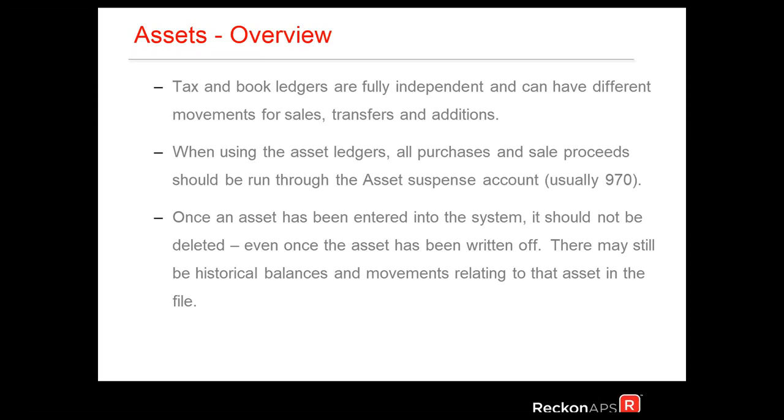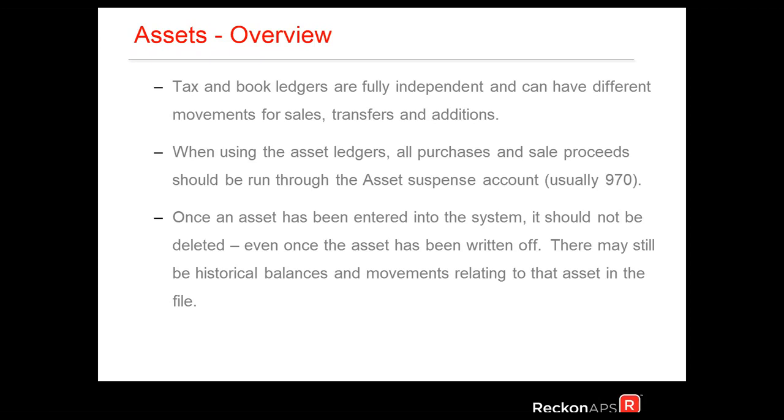We also need to remember that when we're using our asset ledgers and our integrated asset ledgers, all purchases and sale proceeds should be run through the asset suspense account, which is usually account 970. Okay? One of the biggest issues that I find with assets that have broken in people's XPA files is that they've started journaling directly to the asset accounts rather than using 970.